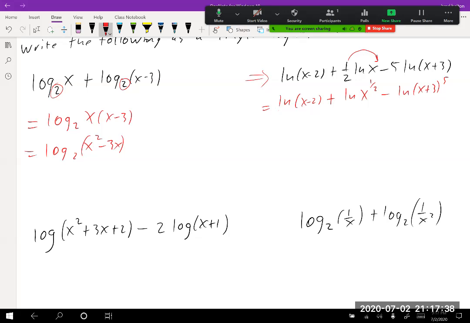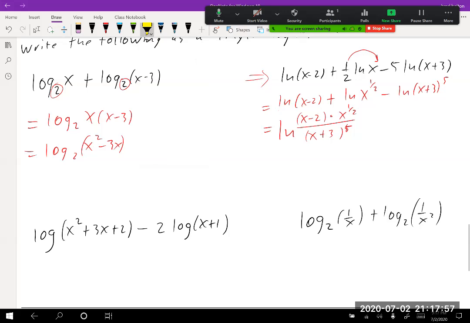So I put the powers back. Now I can combine them. So I'm going to have natural log of (x minus 2) times x to the 1/2, all over (x plus 3) to the 5th, okay? So hopefully you guys see why that could be a little bit of a pain.